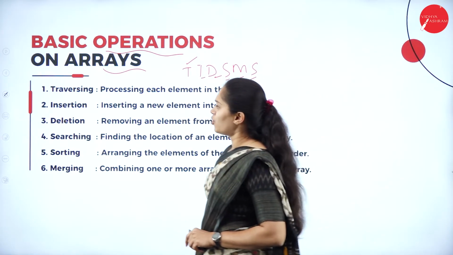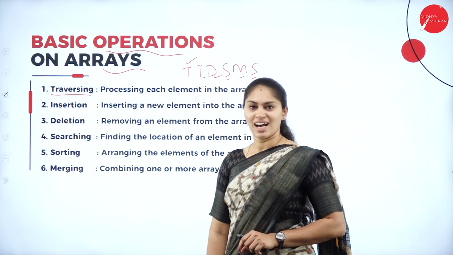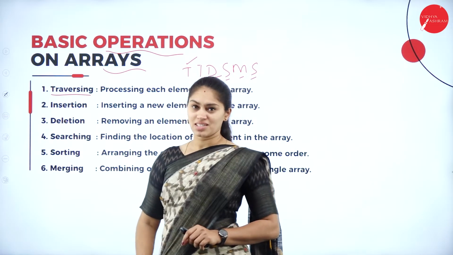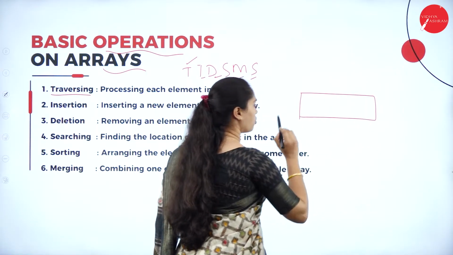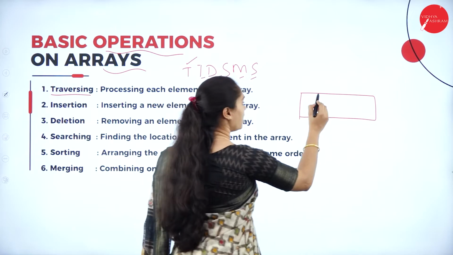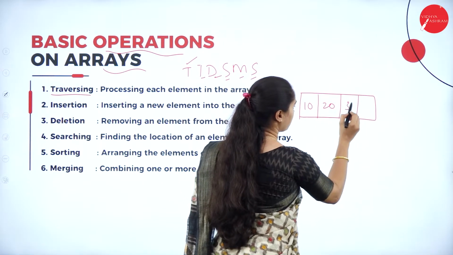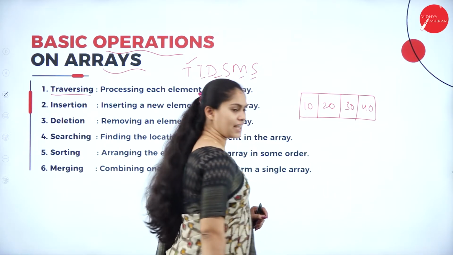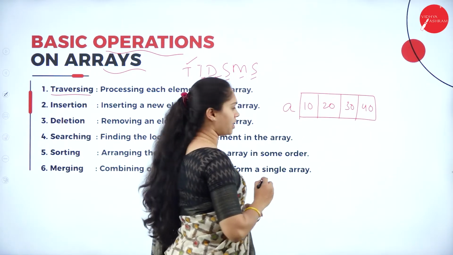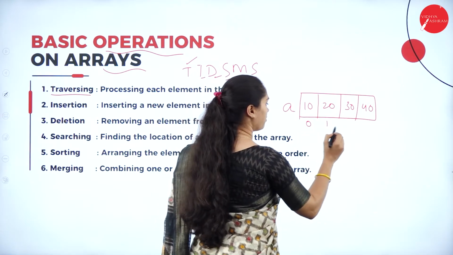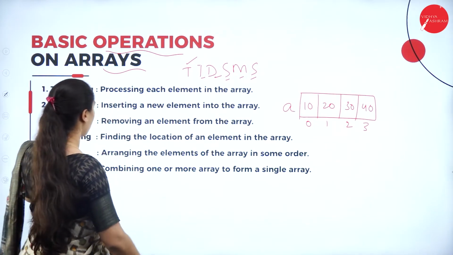So now we'll see what is the first type of operation that we can perform on the array. This is regarding traversing. Traversing in the sense what? Let me take one example to make you understand what you mean by traversing. Let me consider a one-dimensional array. Here I have 10, 20, 30, 40. So totally I have 4 elements here. Let me consider the name of the array as A itself, and the indices will be 0, 1, 2, 3.